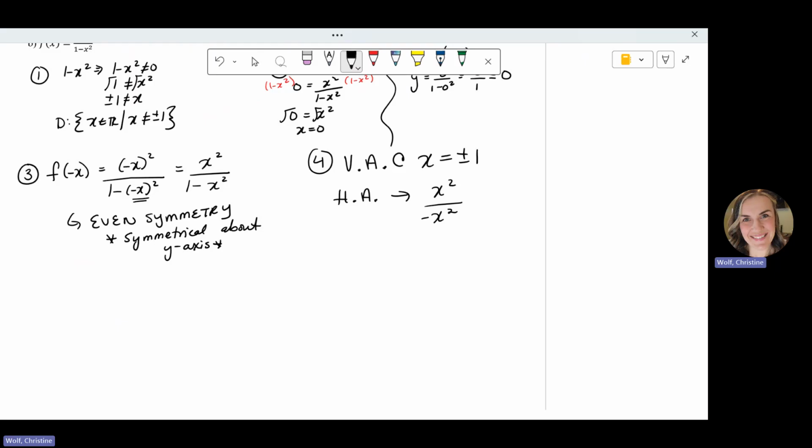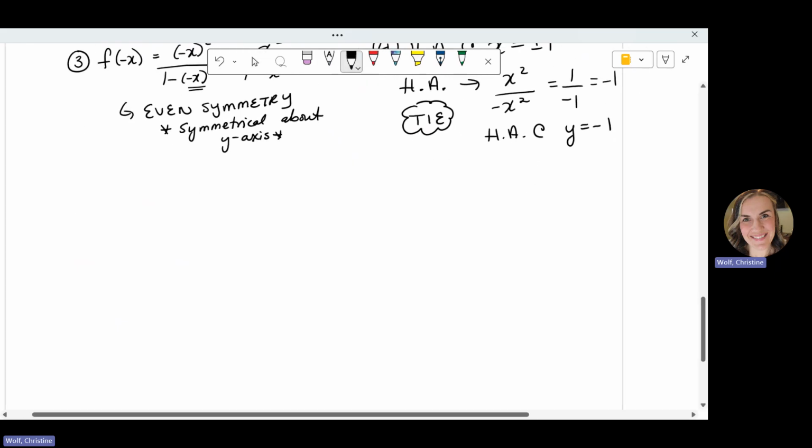So you take both terms. So I have an x squared and a negative x squared. And when it's a tie, which it is, you just compare the coefficients or find the ratio of them. So 1 over negative 1 is negative 1. So I have a horizontal asymptote at y equals negative 1. All right, so I've got quite a few asymptotes. Okie doke.